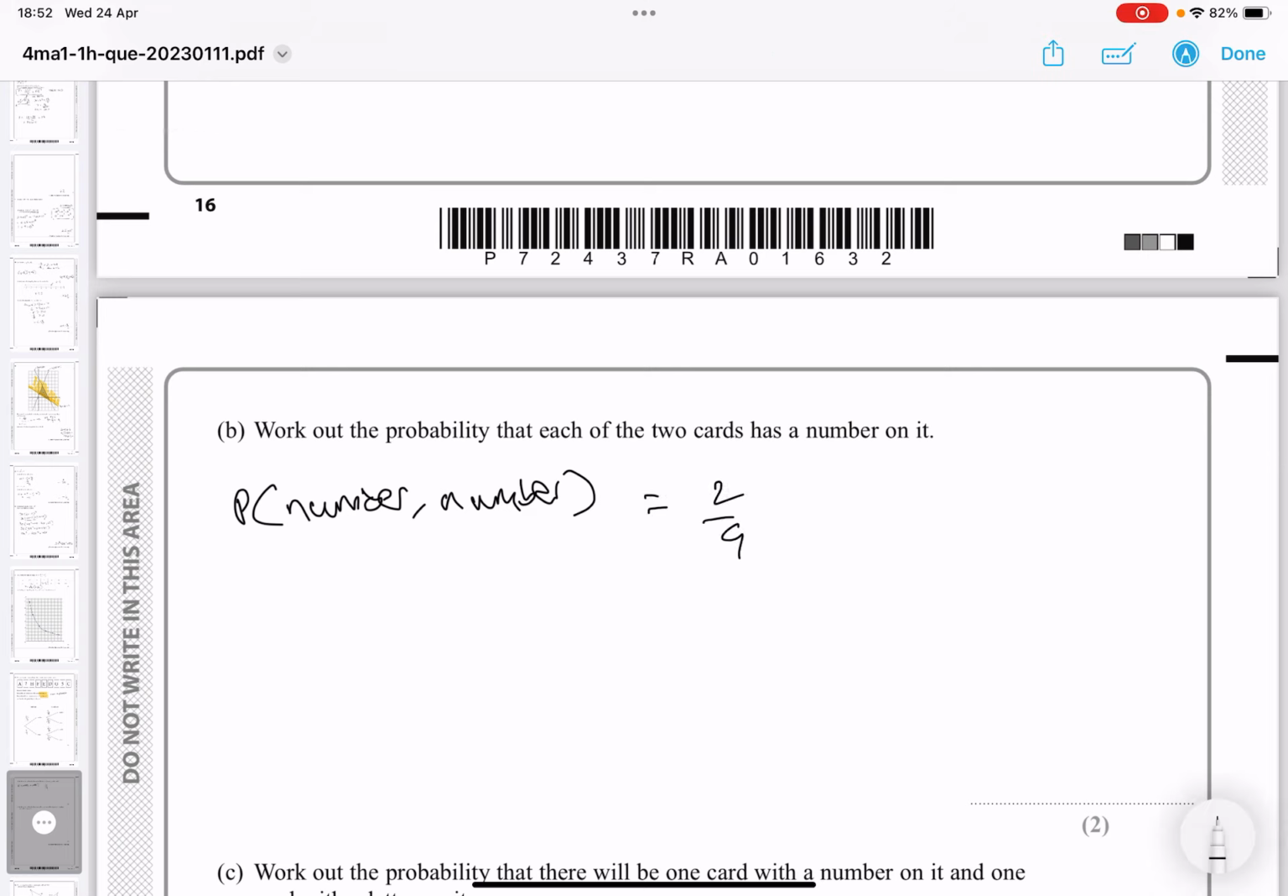So you do 2 over 9 times 1 over 8. Okay, so when you're working out the probability that something, so here we have a number and a number. If it's and, you have to make sure you multiply, okay? And that'll give you an answer of 2 over 72, which we can simplify to 1 over 36, okay?